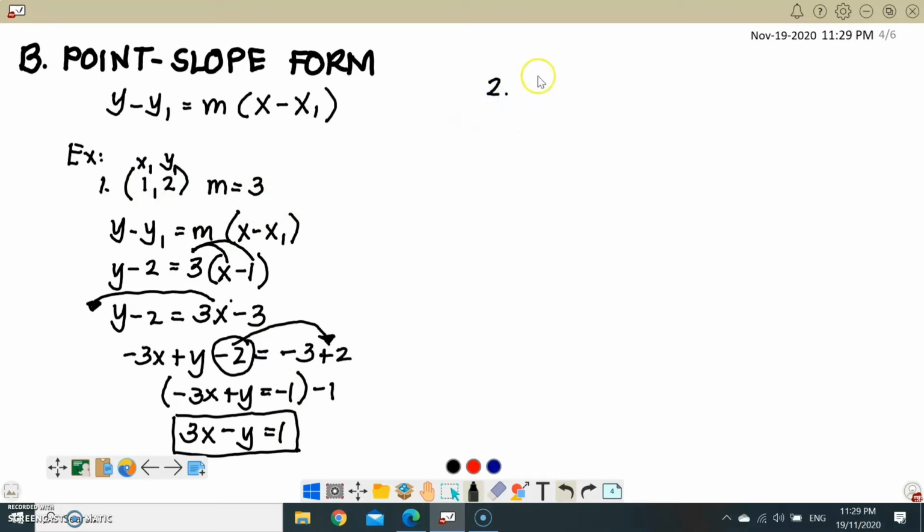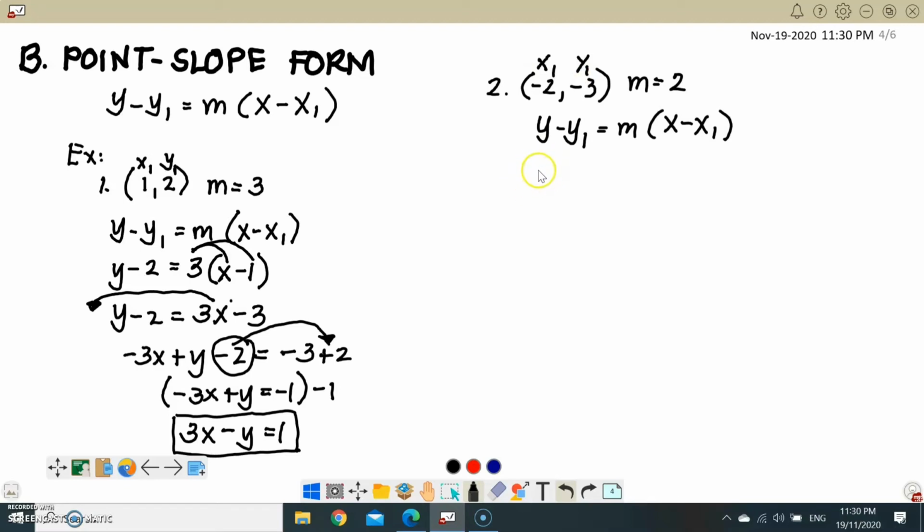Number 2. Given the point negative 2, negative 3 with the slope equal to positive 2. Now what is the equation of the line passing through the point negative 2, negative 3 with the slope equal to 2? Using the formula y minus y sub 1 equals m multiplied by x minus x sub 1, we substitute the values. Remember that the first number in the ordered pair is denoted as x sub 1 and the second number is denoted as y sub 1.